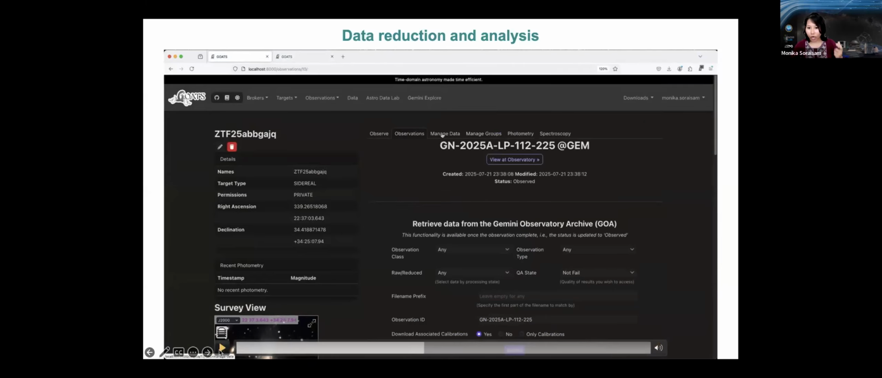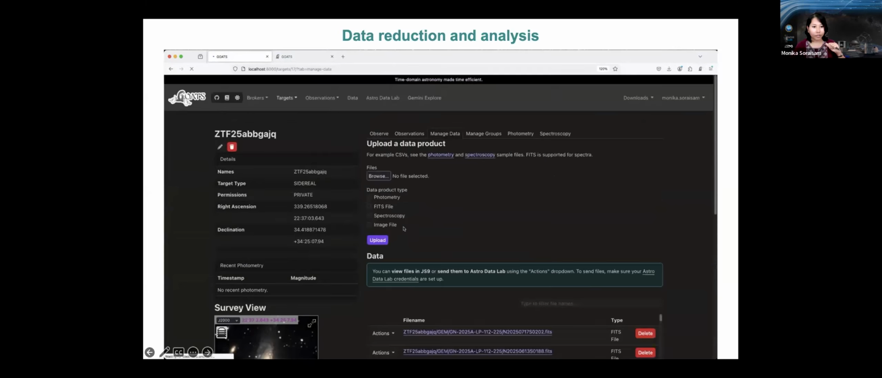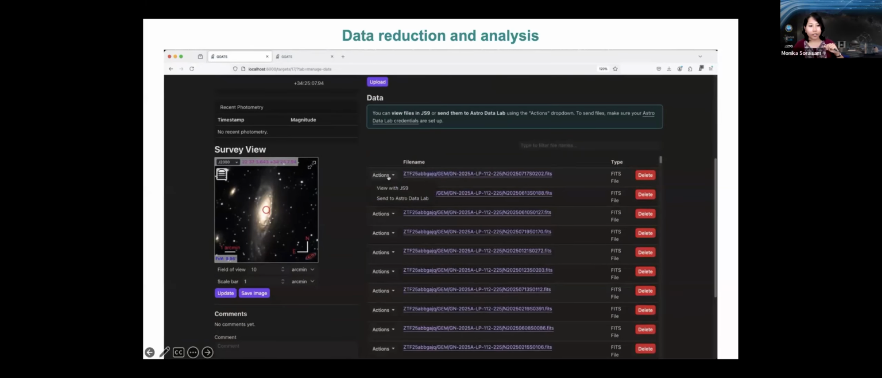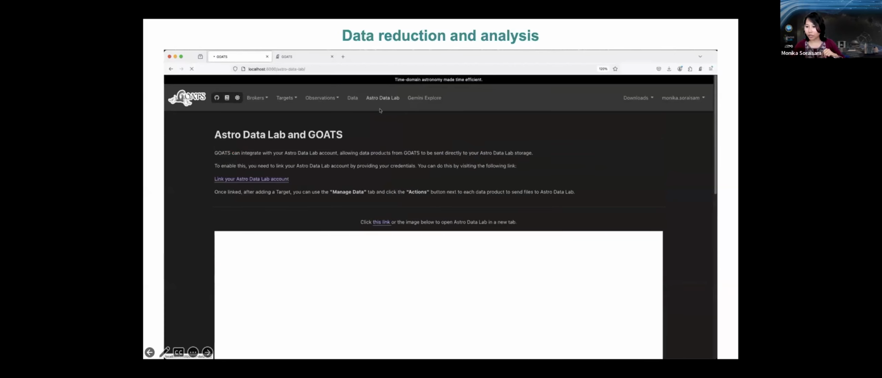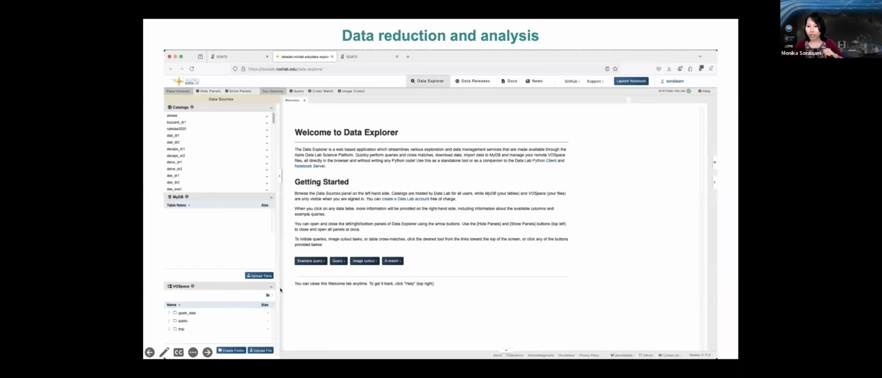And finally, the NOIRLab Astro Data Lab science platform is also integrated into Goats. So users can transfer data from Goats to Data Lab just with the click of a button, as is shown here. Okay, and so just clicking that, the file is getting sent to Data Lab, and one can launch Data Lab from the Goats interface and avail various services offered by the science platform. So for instance, the JupyterHub environment, where you can analyze this transferred file. So that's available right there in the remote storage space.